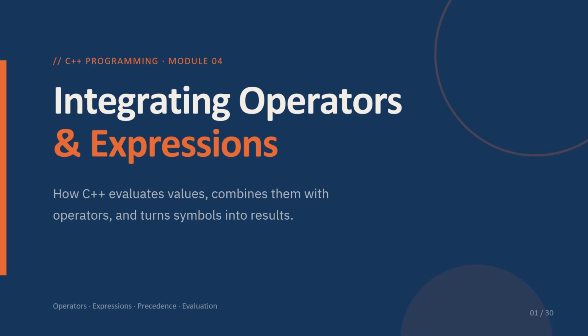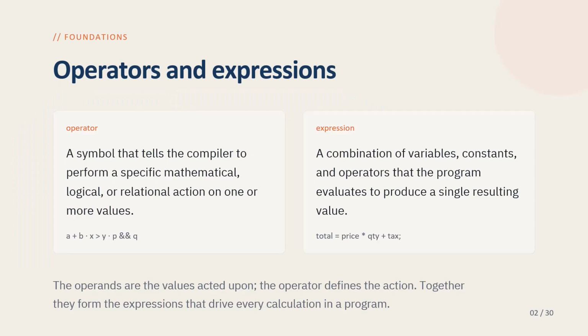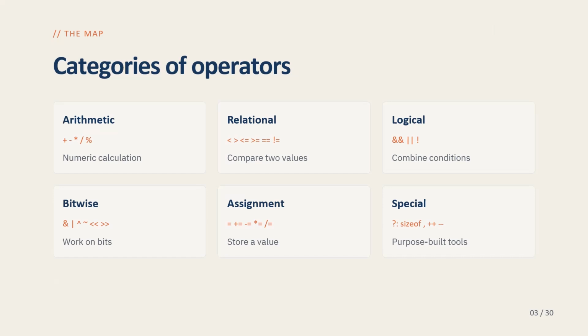Hello everyone. In this lecture, we will learn how different operators work together to form expressions in C++. We will also understand how C++ evaluates these expressions using precedence and associativity. So here comes a recap about operators and expressions. An operator performs an operation, while an expression combines variables, constants, and operators to produce a single value. Every calculation and decision in a C++ program is based on expressions.